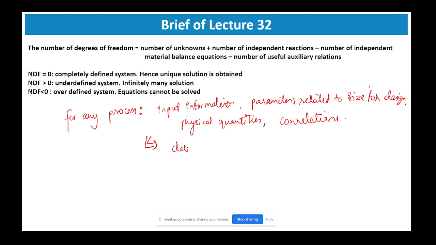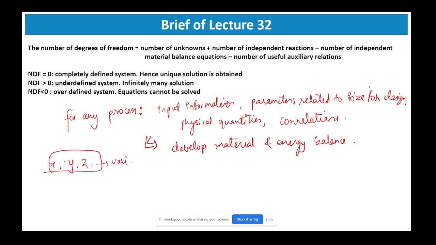Based on all the information you have, you develop material and energy balances for any process. For the solution of these material and energy balances, as you know, this is the basics of maths. Let's say an equation has x, y, and z variables. For having a unique solution, you need to have three independent equations.